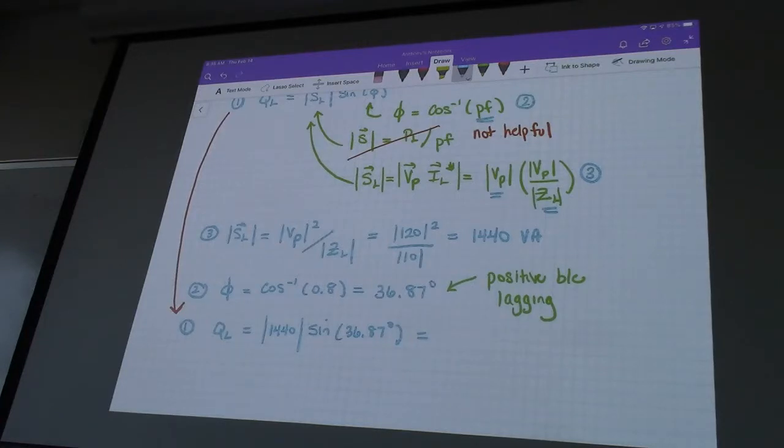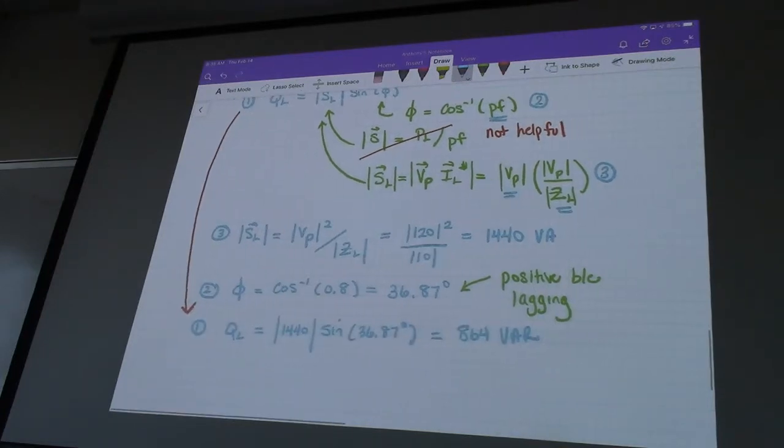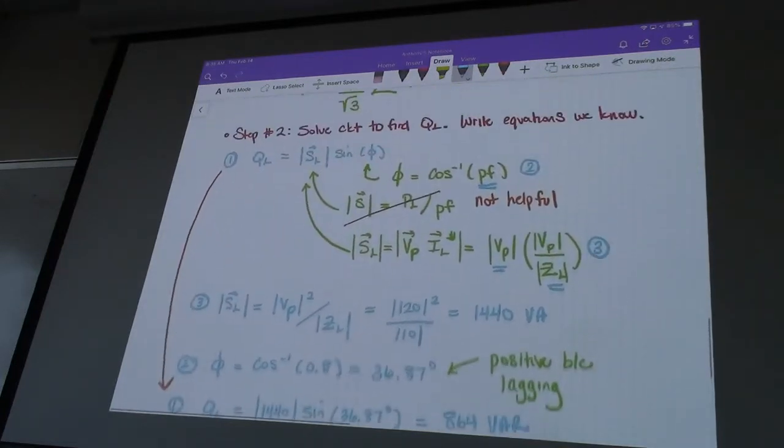Yes, correct. Great. Okay, 864 var. So this is the value that we need to account for. But there's another step in here.